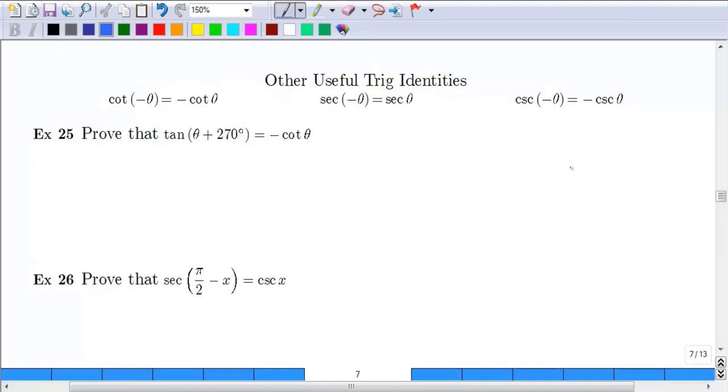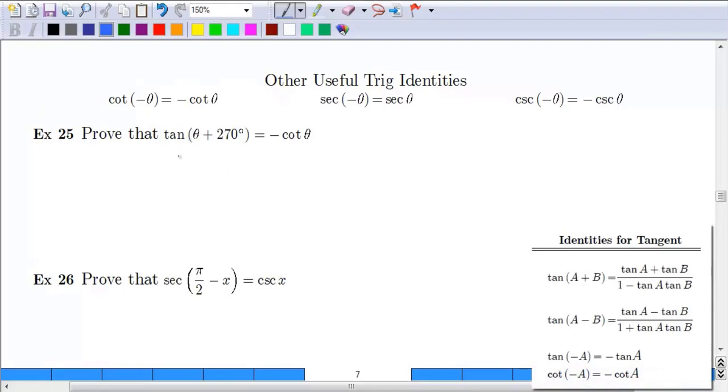So again, let's go through and see if we can prove or simplify some of these things. Tangent of theta plus 270, we're going to use that addition formula for tangent, so we end up with the tangent of the first angle plus the tangent of the second angle over 1 minus the tangent of the first angle and the tangent of the second angle.